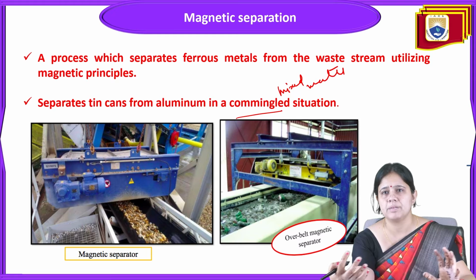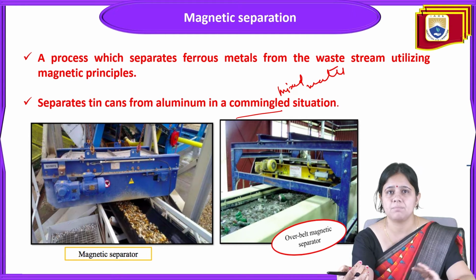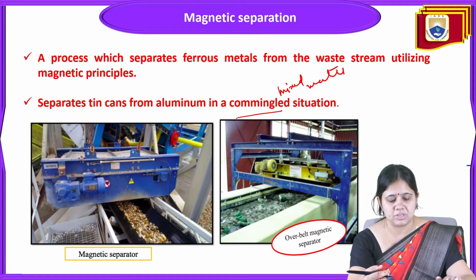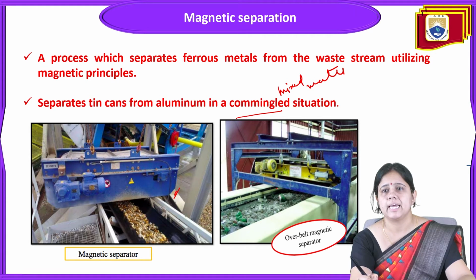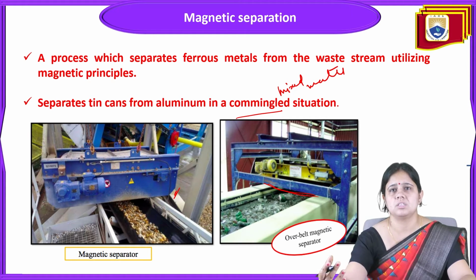Many mixed wastes are there, commingled waste is there. So from that, only ferrous metals should be separated by using a magnetic belt. Over the magnetic belt is there. So you can see the picture. This is the whole picture of a magnetic separator. In this picture you can see there is a belt of the magnetic separator, which will collect the ferrous metals from the mixed waste. This magnetic separation is also used in this MRF site.